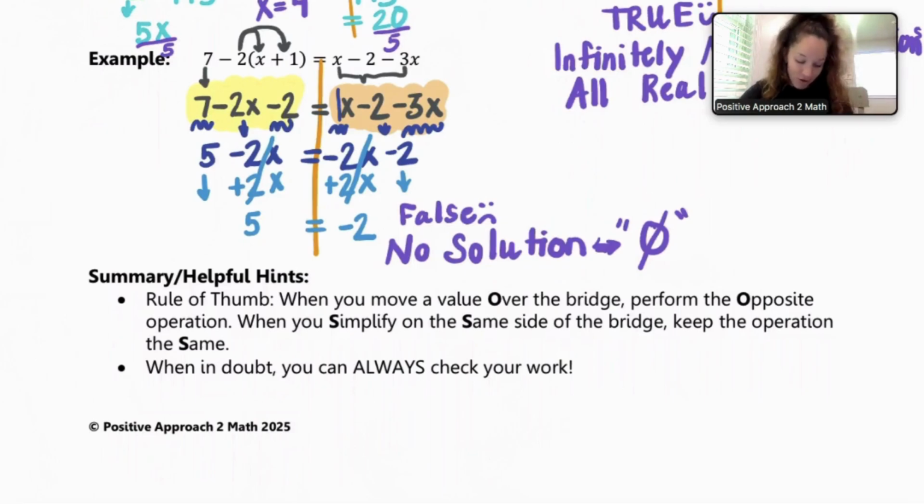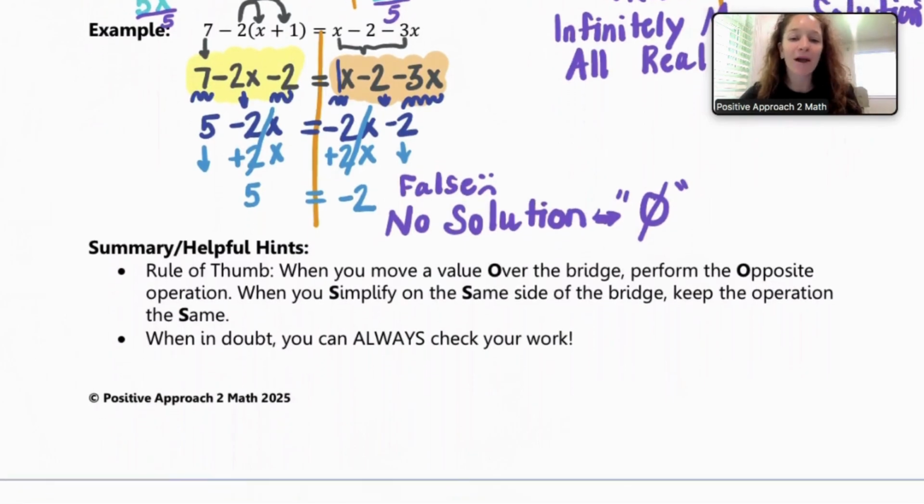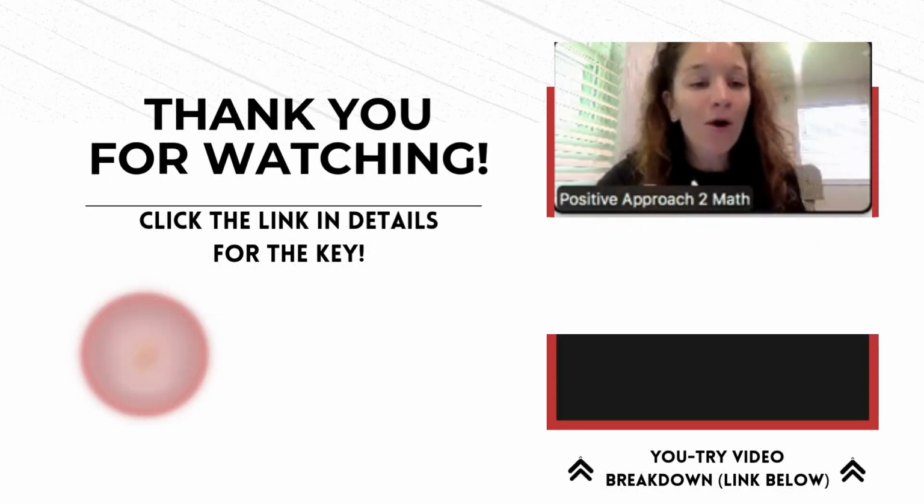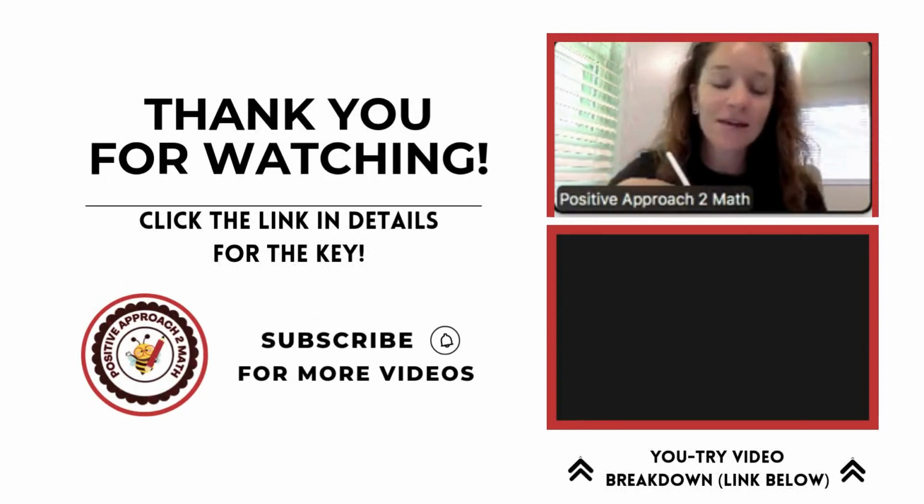Okay? So, rule of thumb, wrapping it up. When you move over the bridge, we perform the opposite operation. When you simplify on the same side of the bridge, keep the operation the same. So that's a really good sentence there. And when in doubt, you can always check your work. I wanted to save us some time, so I didn't check our work in any of these, but you can always substitute that x back in, simplify the left-hand side, simplify the right-hand side, using order of operations, and see if they simplify.